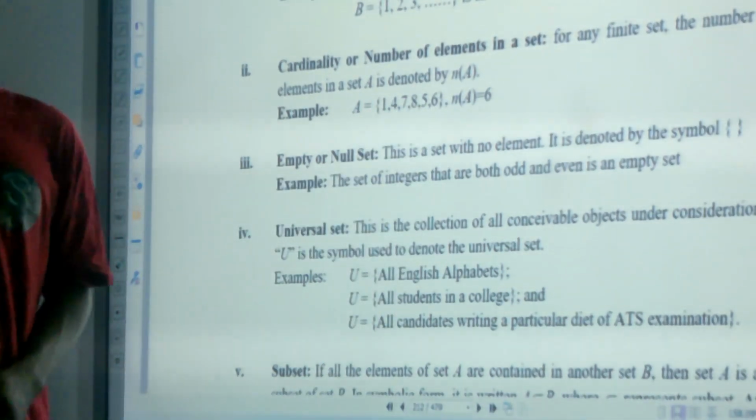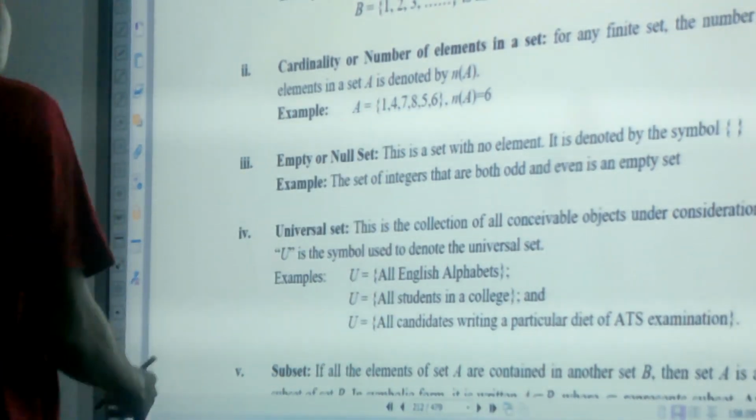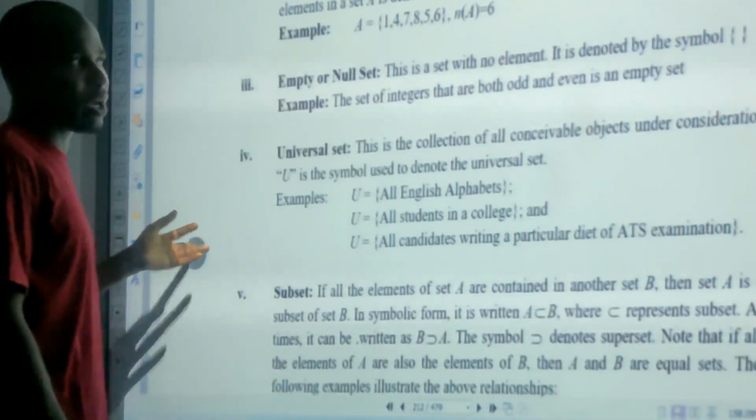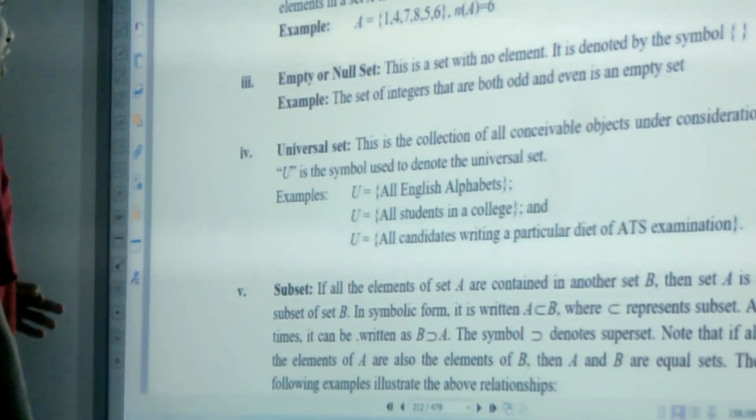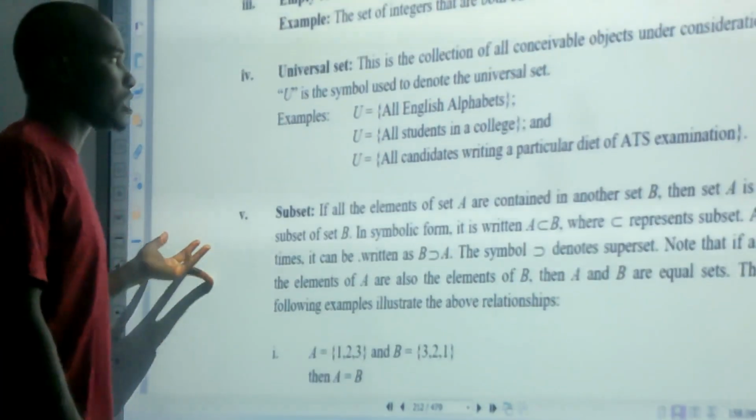So the cardinality of A is 6 elements. Now the empty set, or null set. This is a set with no elements. It is denoted by this symbol. Is that okay? The set of integers that are both odd and even is an empty set.